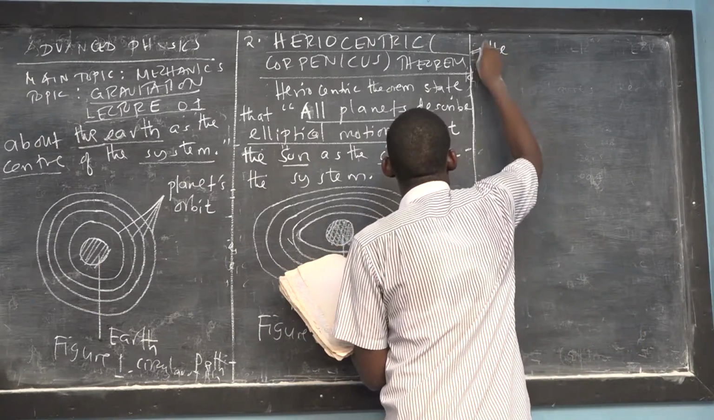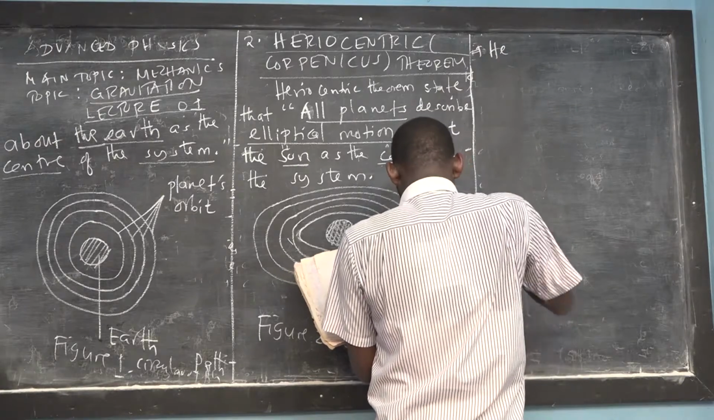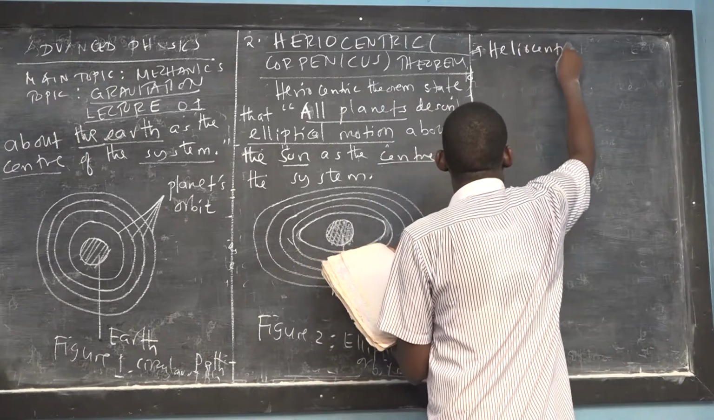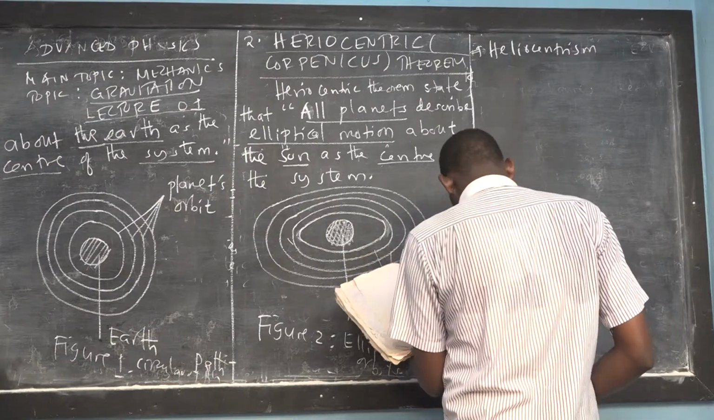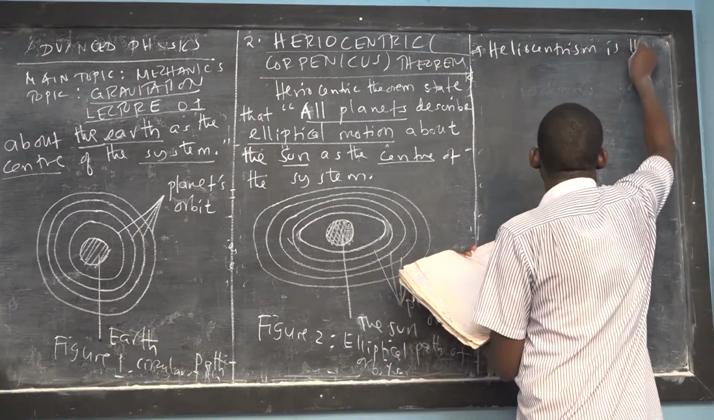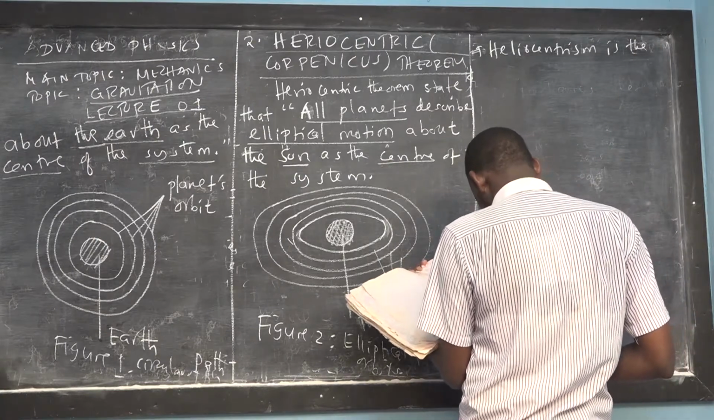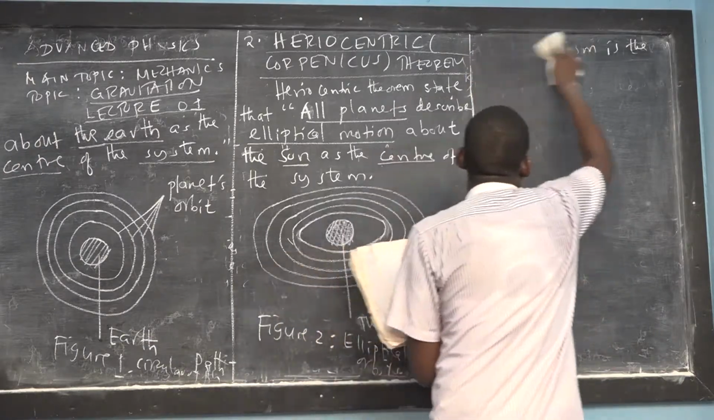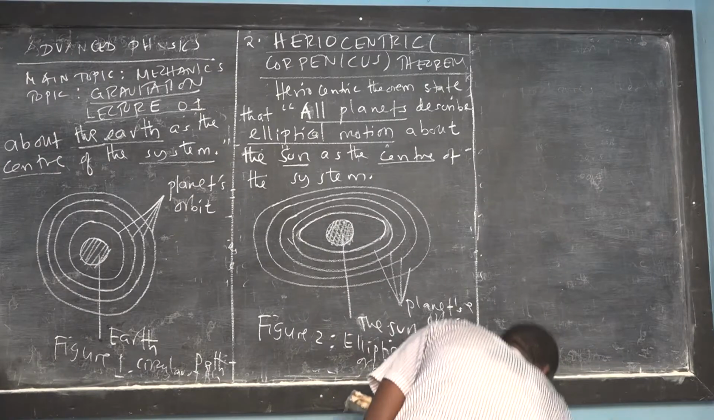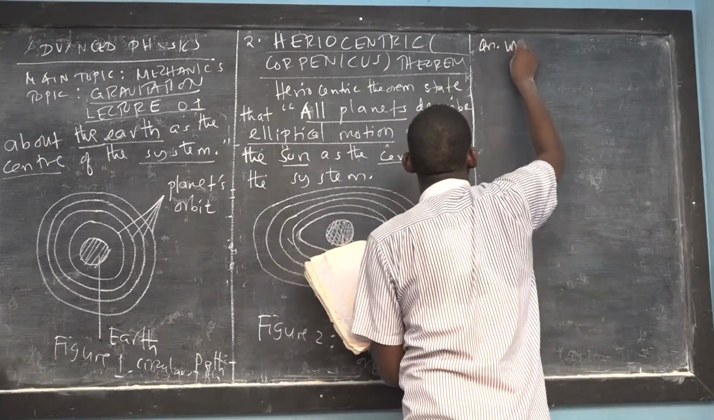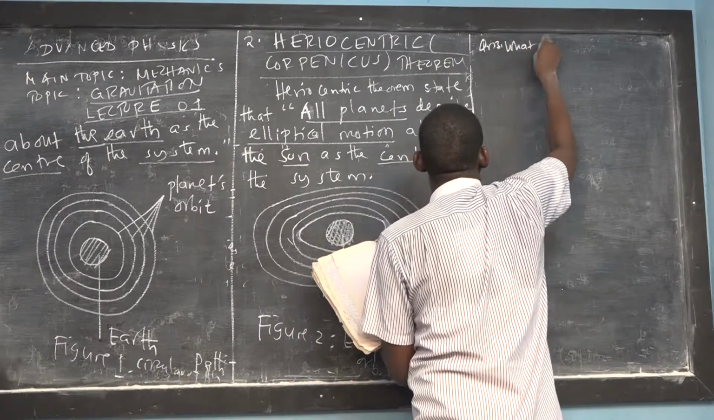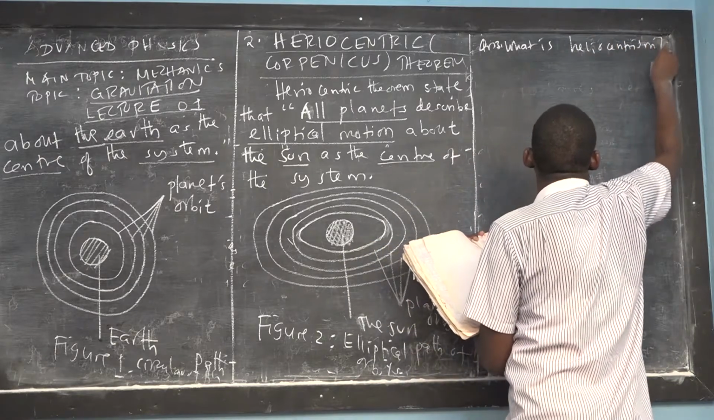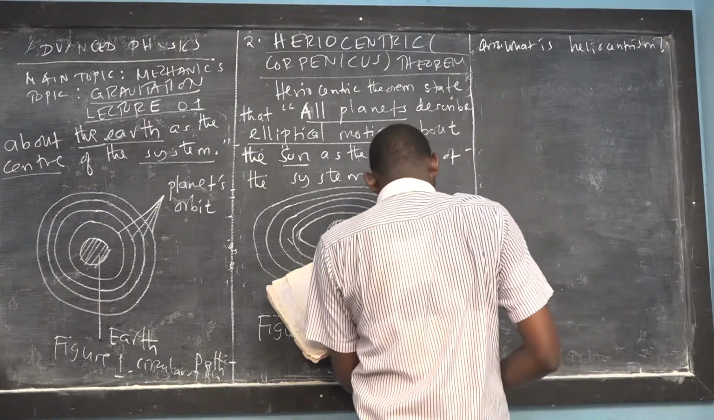Then here we have something else to add before I go to the next theorem. We said heliocentrism is... You may find an exam question like this one. Question 3: What is heliocentrism? It is an astronomical model.